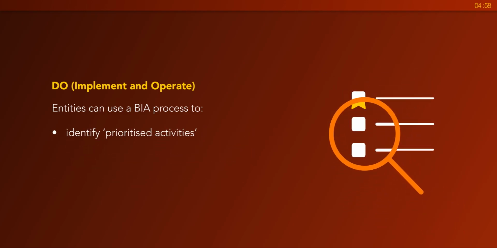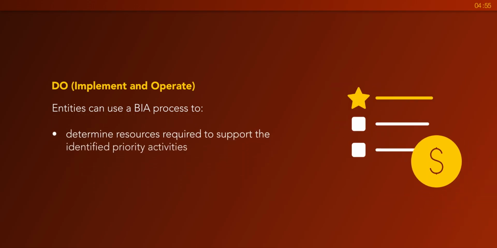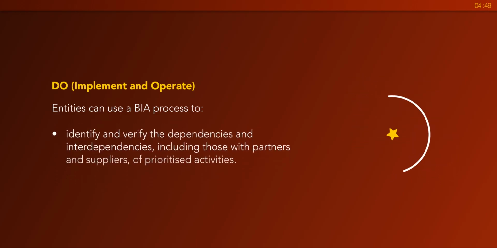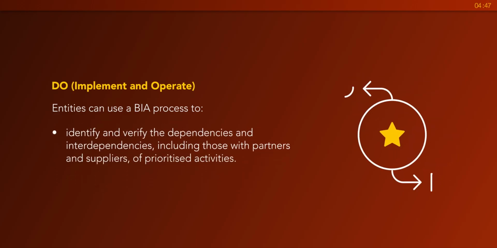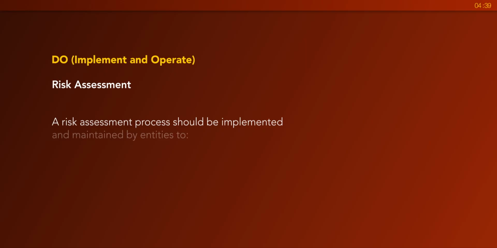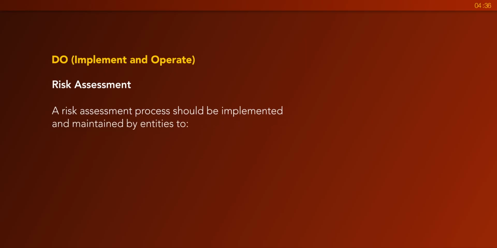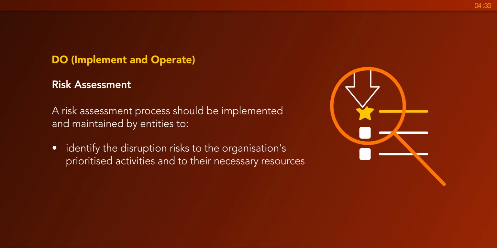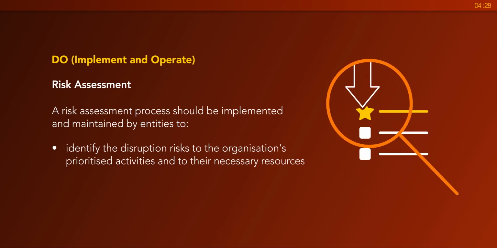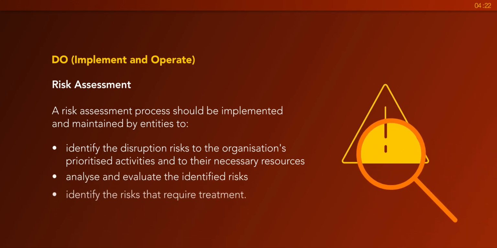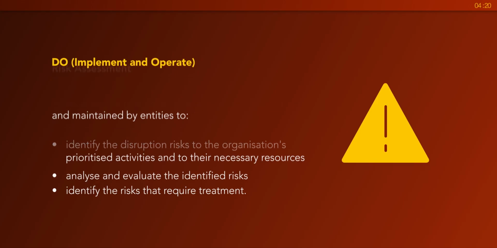Identify prioritized activities. Determine resources required to support the identified priority activities, and identify and verify the dependencies and interdependencies, including those with partners and suppliers, of prioritized activities. Risk assessment: a risk assessment process should be implemented and maintained by entities to identify the disruption risks to the organization's prioritized activities and to their necessary resources. Analyze and evaluate the identified risks, and identify the risks that require treatment.